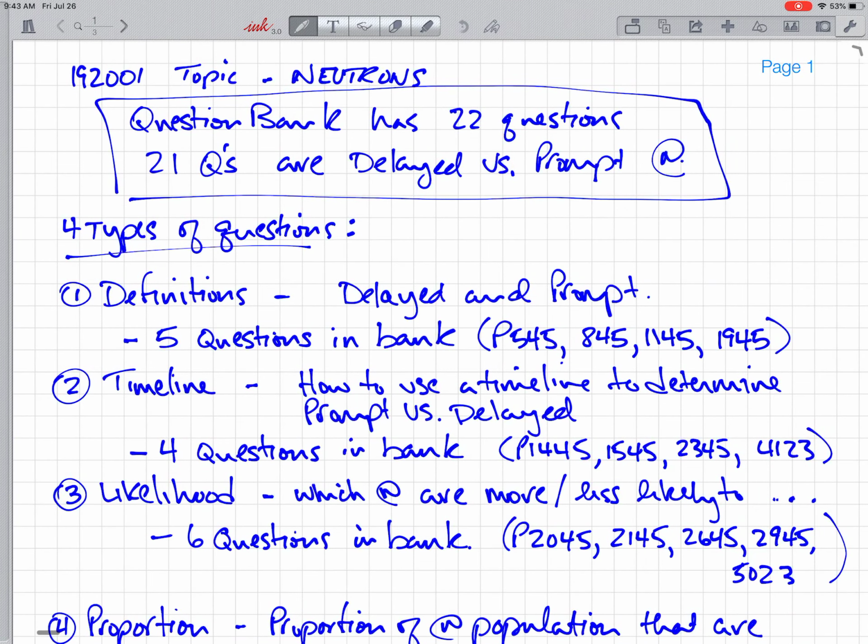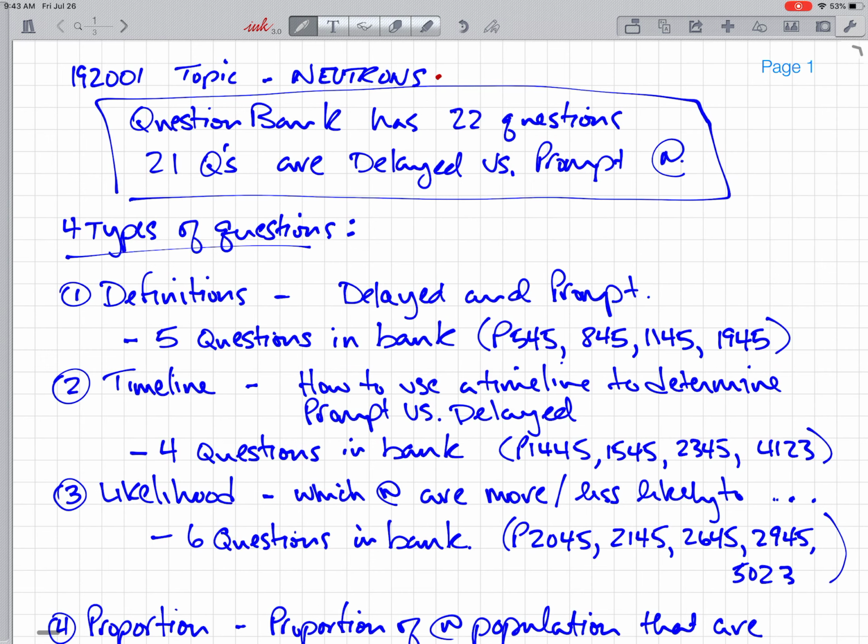All right, welcome back. This will be covering a whole topic instead of just one question. This topic will be the first topic that's taught in the Reactor Theory section for the generic fundamentals exam. All right, and this topic is neutrons, right? And 192.001 is a topic ID.